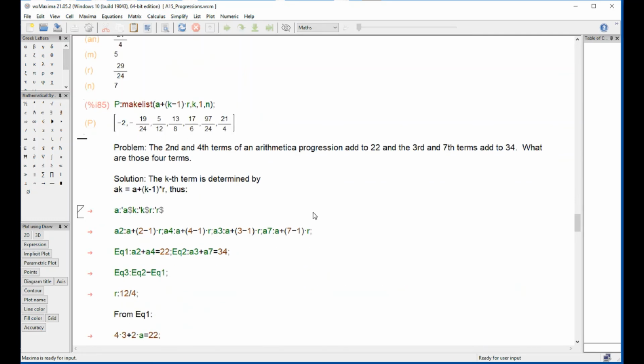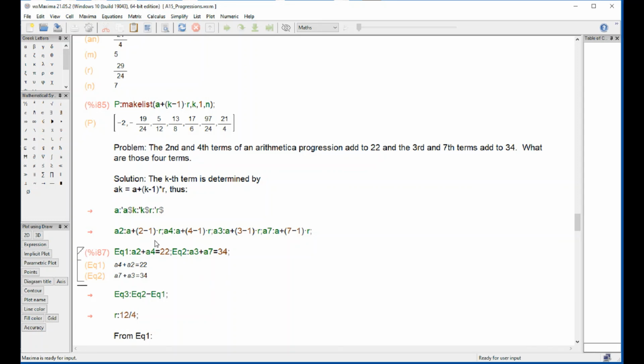The second and fourth terms in an arithmetic progression add to 22, and the third and seventh terms add to 34. What are those 4 terms? Let's clear these. And so we have the second term is a plus 2 minus 1 times r, a fourth term is a plus 4 minus 1 times r, a3 is a plus 3 minus 1 times r, the seventh is a plus 7 minus 1 times r. And then we have that a2 and a4 add to 22, and then a3 and a7 add to 34.